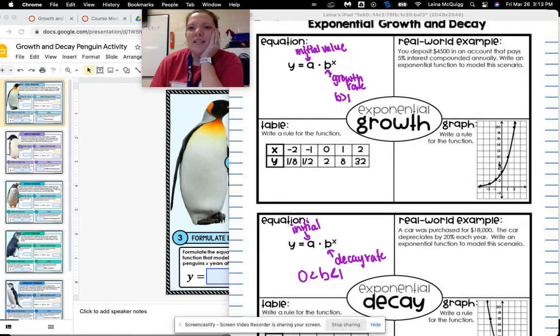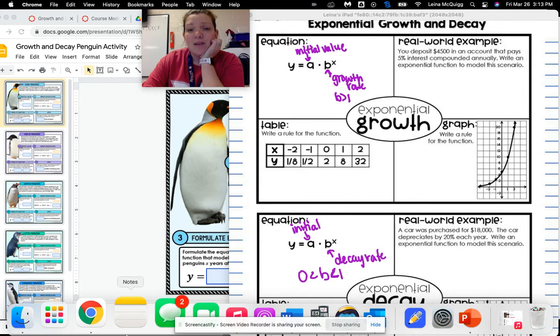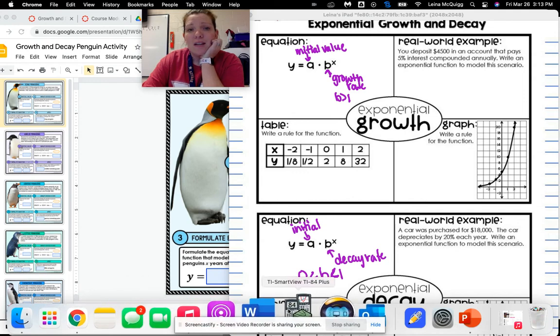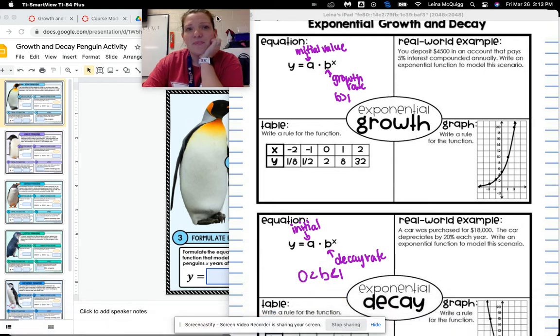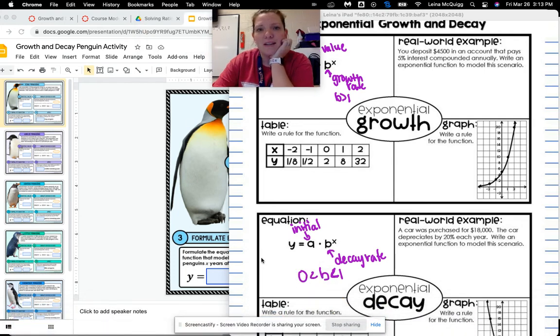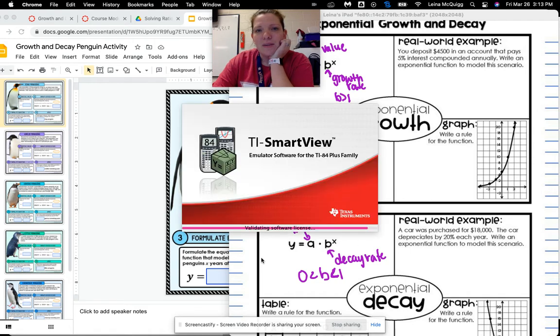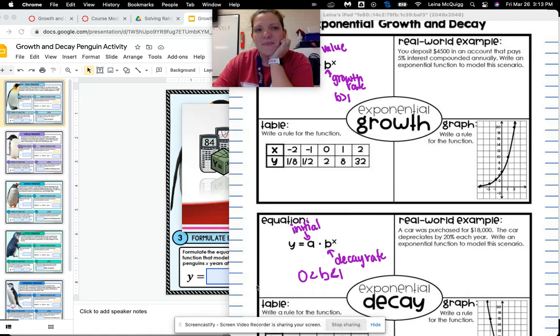Okay, so real world example. I think I'm going to work my way around the table. We're going to start with the table. So we're going to write a rule for the function. We have this table. When we write rules using a table, I want you to use your calculator. Do stat edit, okay? We're going to write equations using stat edit. If my calculator will load, here we go.